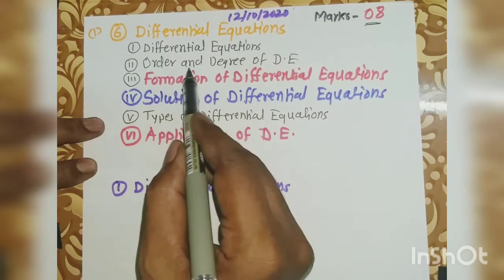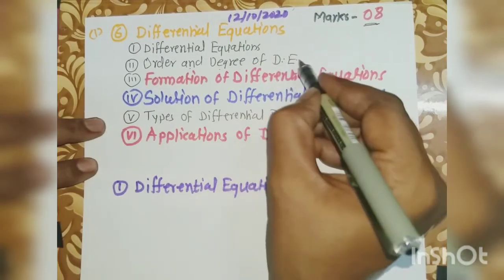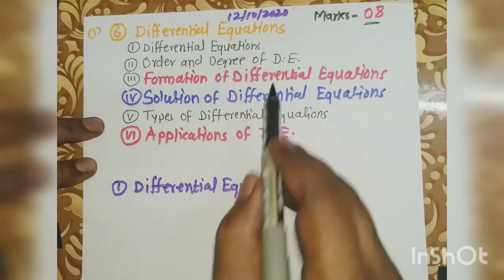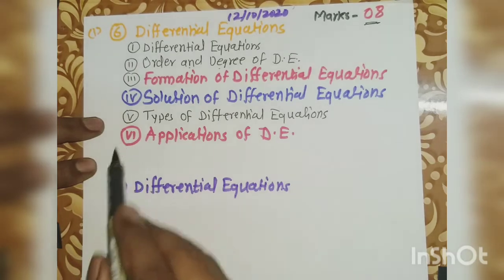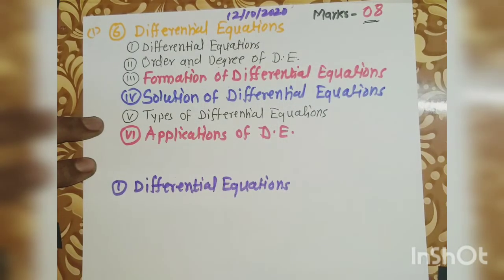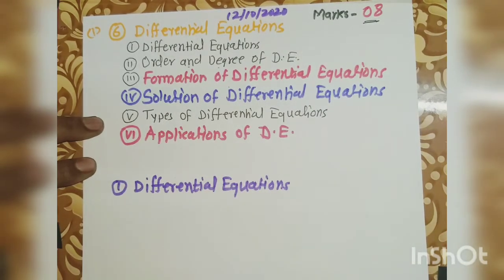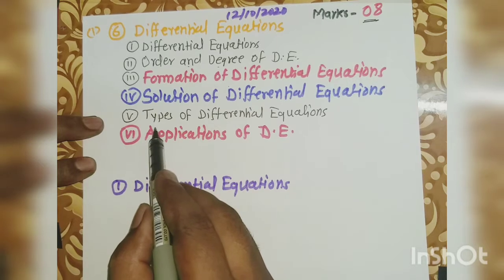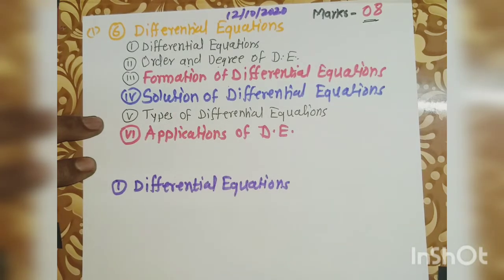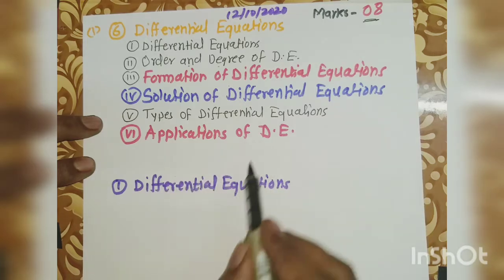Second, order and degree of the differential equation. Shortly, the differential equation can be written D.E. Third is formation of differential equations. Fourth is solution of differential equation. And fifth, the types of differential equations. And last, most important, application of differential equation.